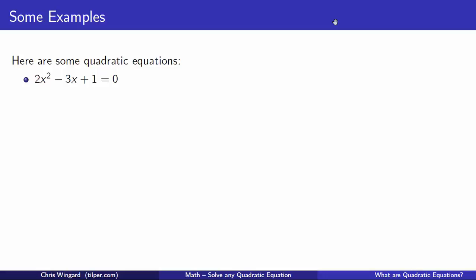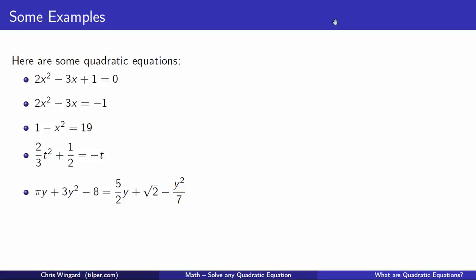Here are some examples of quadratic equations. Here's the one we just looked at, 2x squared minus 3x plus 1 equals 0. 2x squared minus 3x equals negative 1. This is actually the exact same equation, just written a different way. 1 minus x squared equals 19. 2/3 t squared plus 1/2 equals negative t.